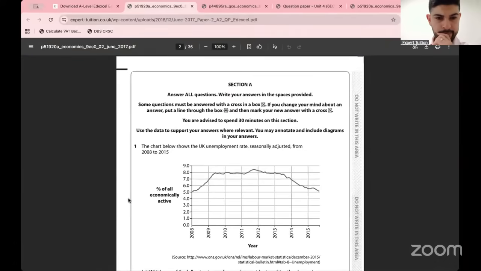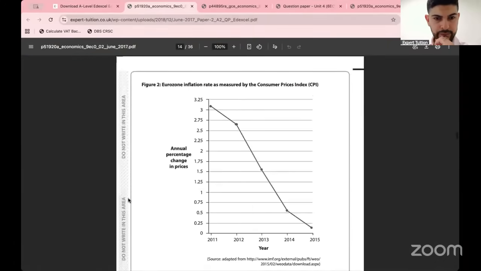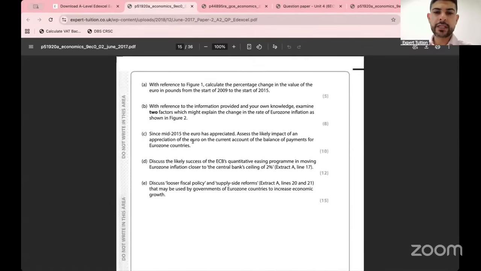The 10 marker is the following. Since mid-2015, the euro has appreciated. Assess the likely impact of an appreciation of the euro on the current account of the balance of payments for eurozone countries. It's the opposite. So now they're less price competitive. So countries like Spain are going to export less. You justify why. They're going to import more. You justify why, right? Current account, therefore, for these economies is going to get worse. Cool? That's how you would deal with it. That's the analysis there.